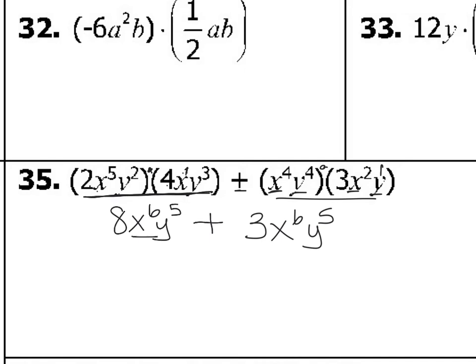Now, do these have the same? Remember, when we're adding and subtracting, we have to have like terms, right? Are these like terms? Well, yes, they are. So now just add your coefficients. 8 plus 3 is 11. X to the 6, y to the 5.